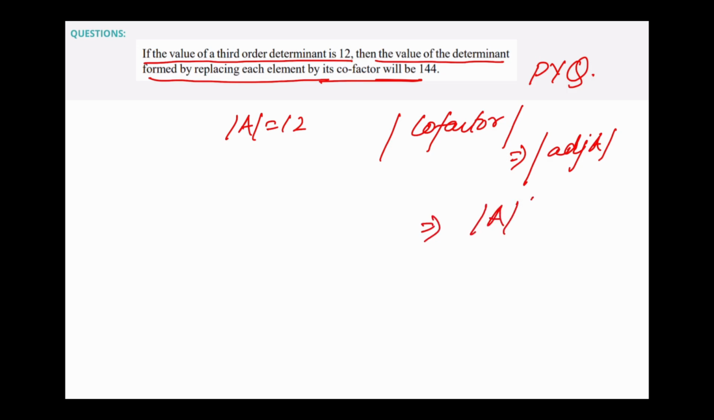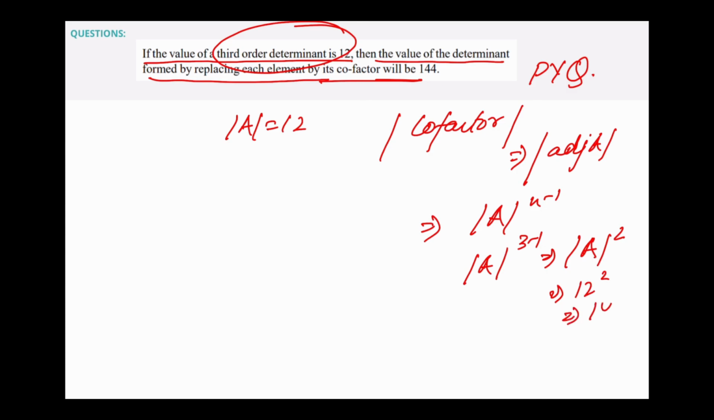So determinant of adjoint of A is equal to what? Determinant of adjoint of A is equal to det power n minus 1. Correct? We all know it. And det power n minus 1 will be what? Since it is a third order determinant, it will be 3 minus 1. So det power 2, and that is equal to 12 square, that is equal to 144. So correct, yes or no, students? Okay. So the value will be 144.